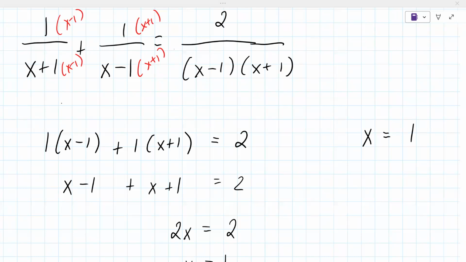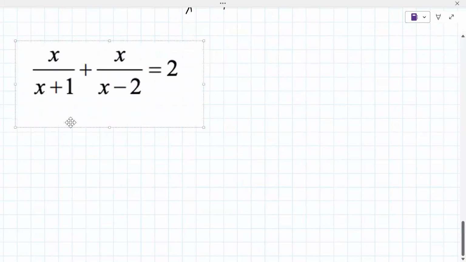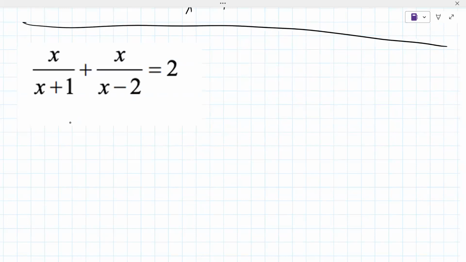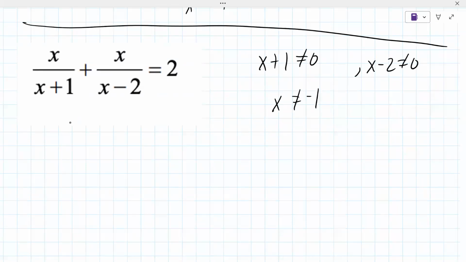All right. This is another legitimate question you might see on a test or quiz. You should first restrict the domain. x plus 1 cannot equal 0, x minus 2 cannot equal 0. Wait, wouldn't you take the opposite sign of that? Like if it was x plus 1, wouldn't the restricted domain be x does not equal -1 and 2?